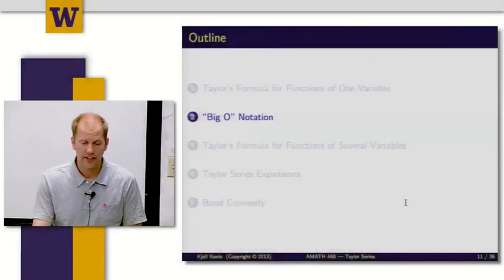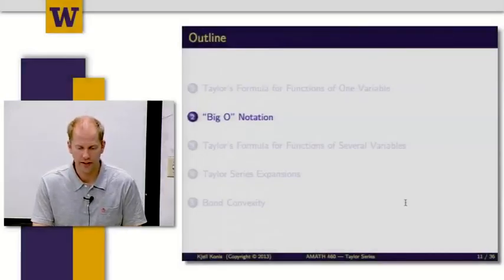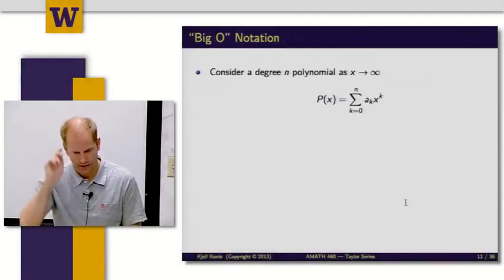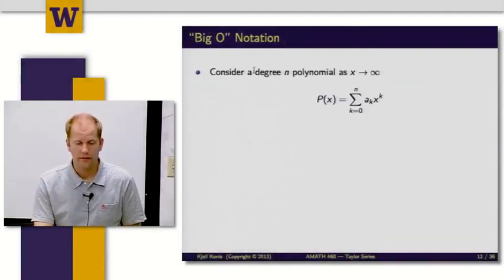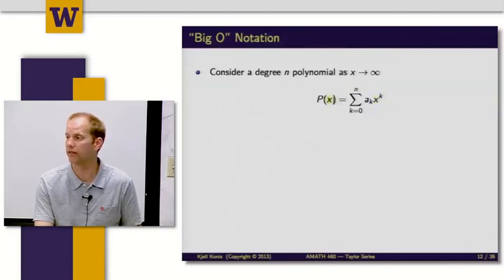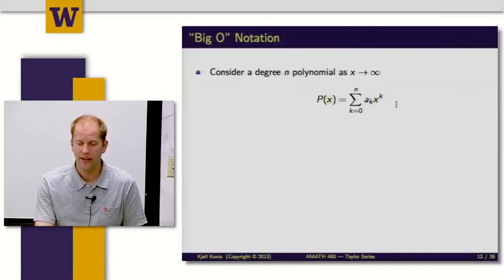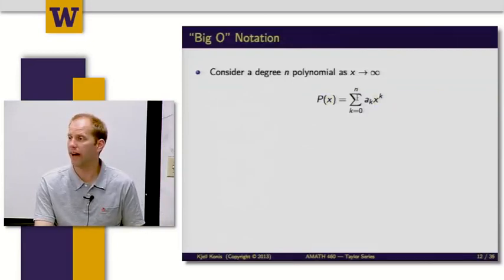So the next section is big O notation. Big O notation came from looking at polynomials of degree n as x goes to infinity. Now the n is fixed, but it's the argument of the polynomial, the x value, that's going to be getting large. And I want to have a measure of how fast this polynomial is getting big.